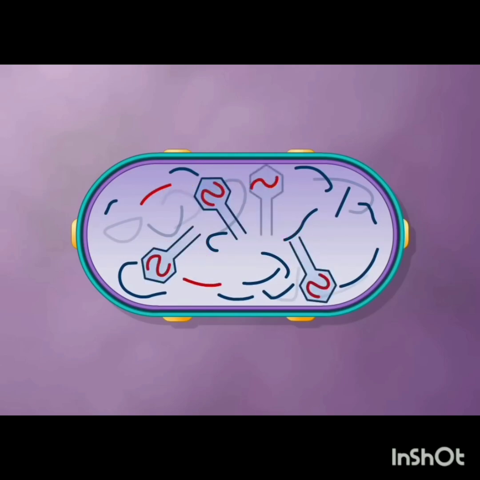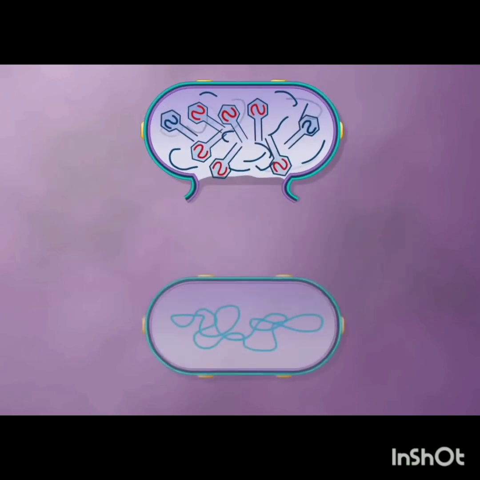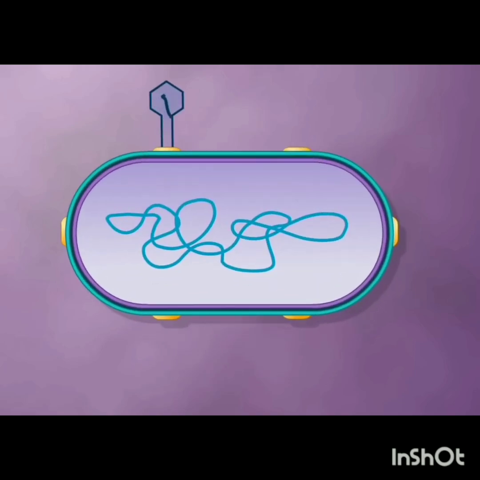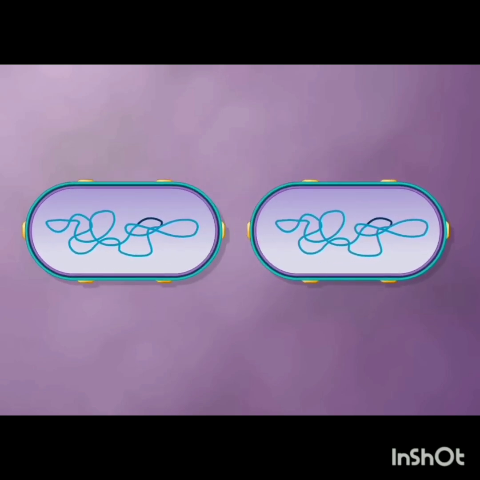During formation of the mature phage particles, a few phage heads may surround fragments of bacterial DNA instead of phage DNA. The phage particle carrying the bacterial DNA infects another cell, transferring the bacterial DNA to the new cell. When the bacterial DNA is introduced into the new host cell, it can become integrated into the bacterial chromosome, thereby transferring genes to the recipient. This cell then multiplies and carries new genetic material.